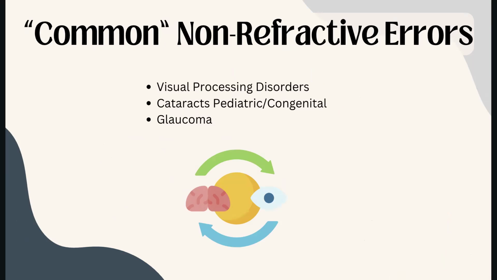Non-refractive errors, visual processing disorders. These involve difficulty interpreting visual information even when vision is normal. Children may struggle with tasks like reading, writing, or understanding spatial relationships. Cataracts, either pediatric or congenital. Pediatric means it comes on at some point in childhood, and congenital means that it was present at birth. This is a clouding of the eye's lens, and it is not very common, but I do want to bring it up because it can lead to significant visual impairment if it is not treated quickly.